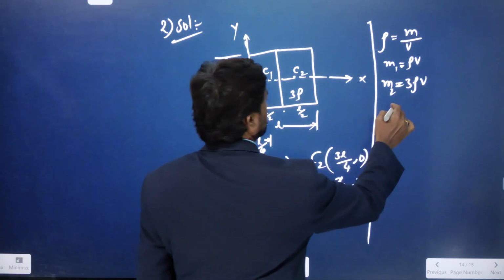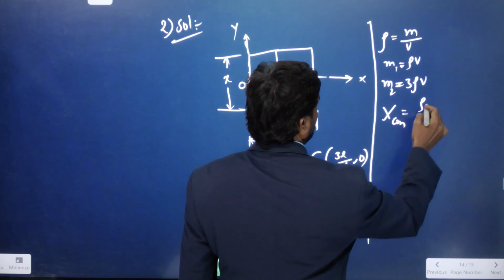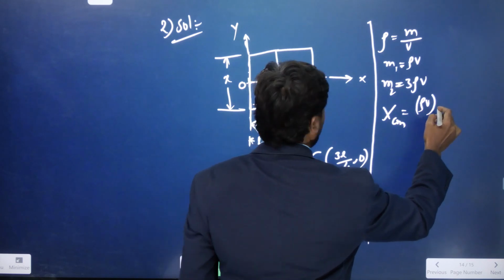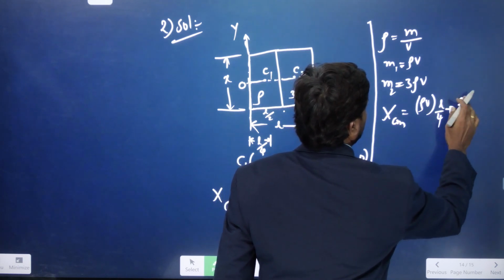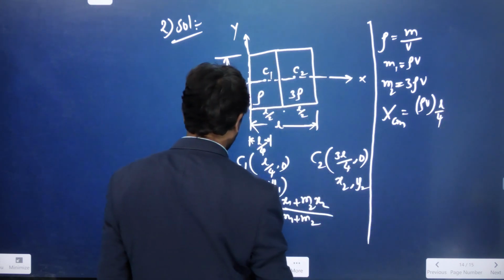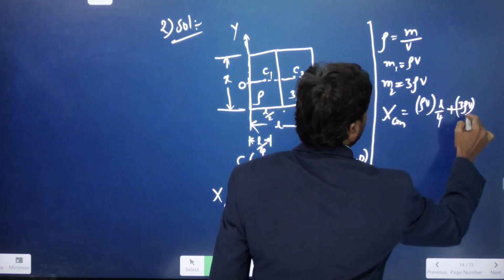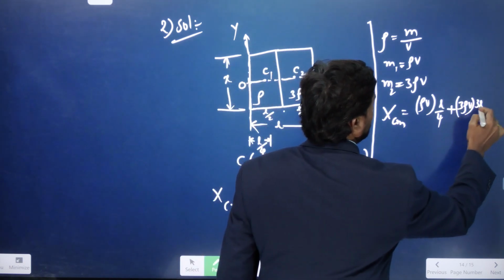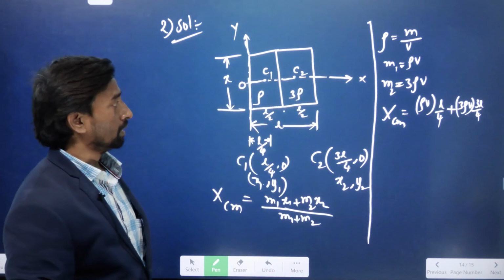Now substitute here. x_cm is equals to, the mass of the first particle is rho v and its distance from the origin is L by 4, plus the mass of the second particle, 3 rho v, into its distance from the origin, which is 3L by 4.